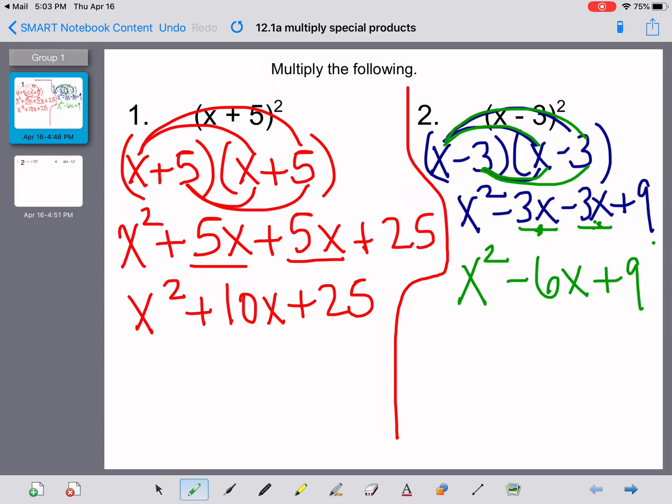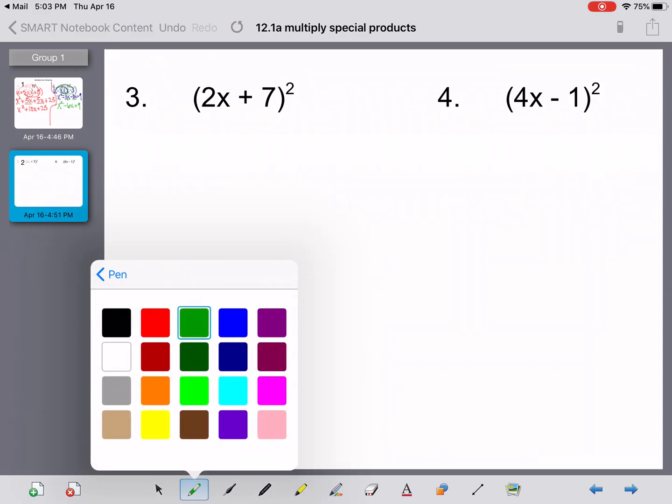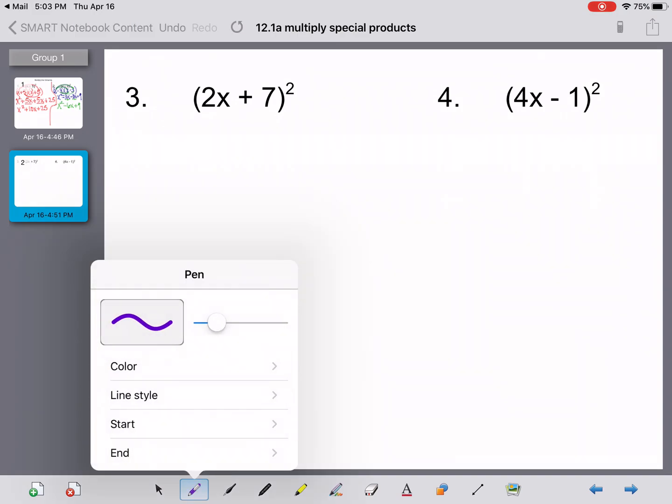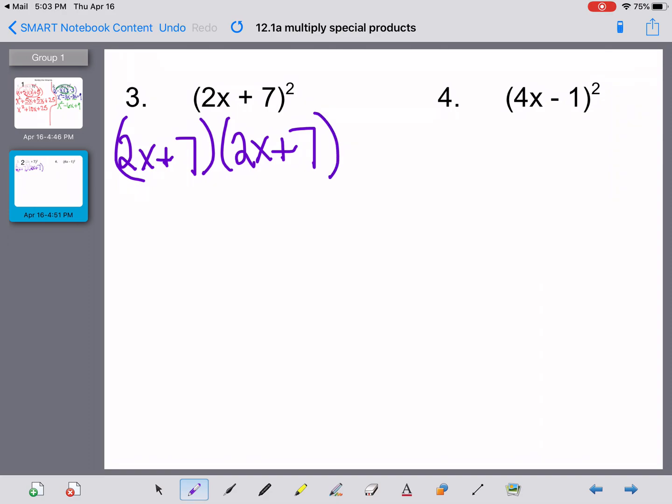Again, things don't change much when we go to the next screen here. My only regret is that I didn't put them on separate screens, but too late now. If we take a look at number 3, it's 2x plus 7 squared. Once again, squared means times itself. So 2x plus 7 times 2x plus 7. Then we're going to use our double distributive property, FOIL if you prefer.